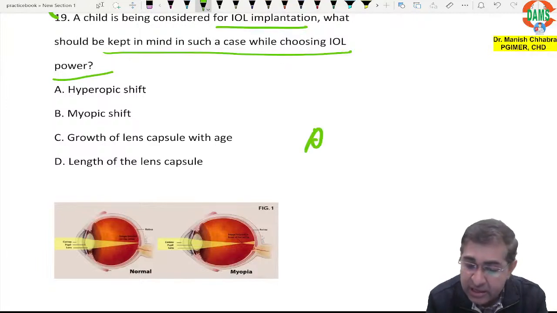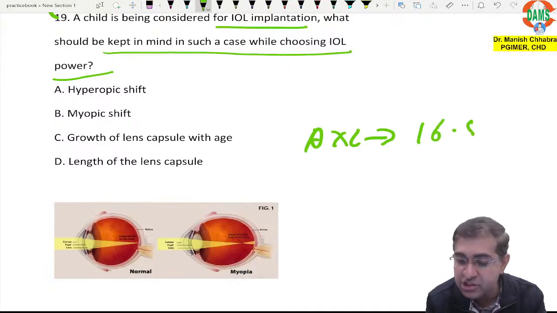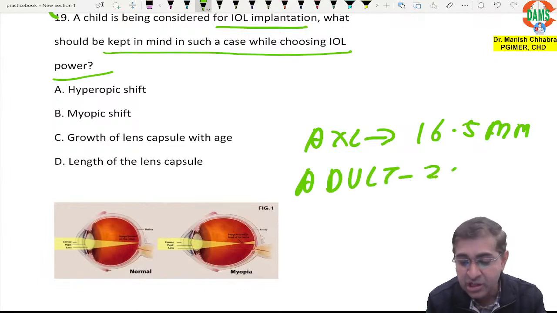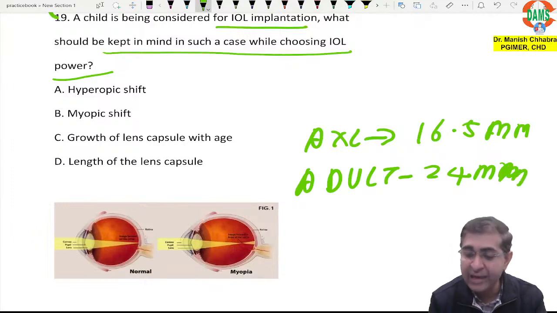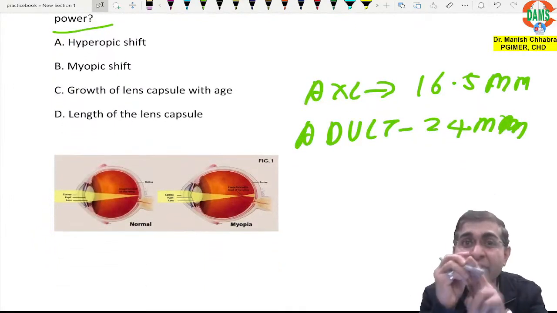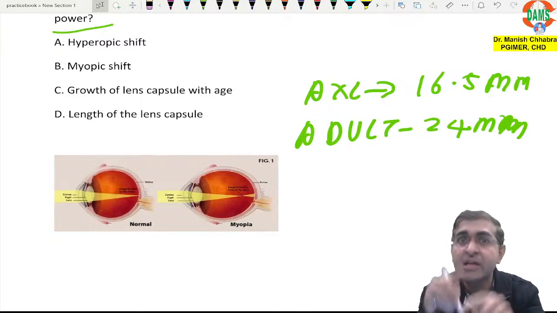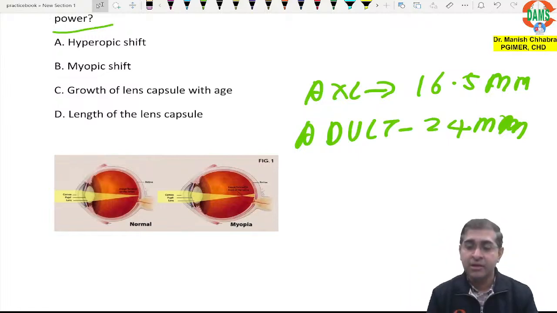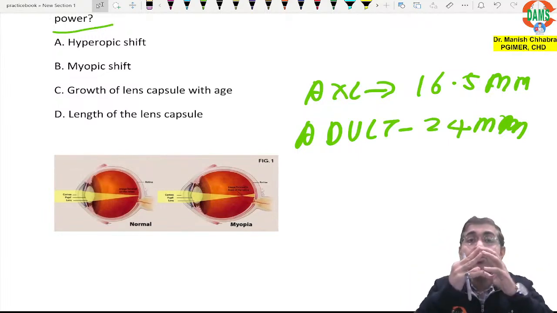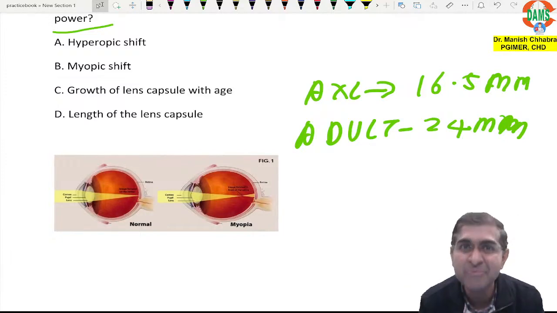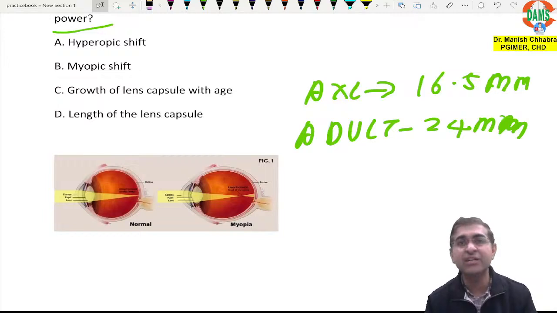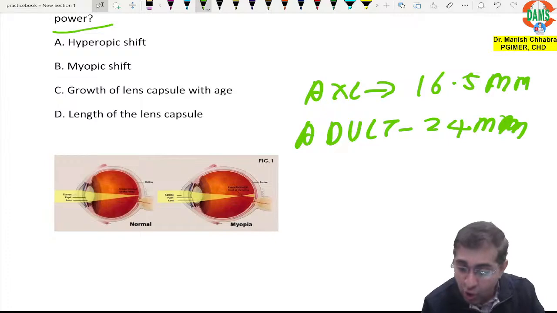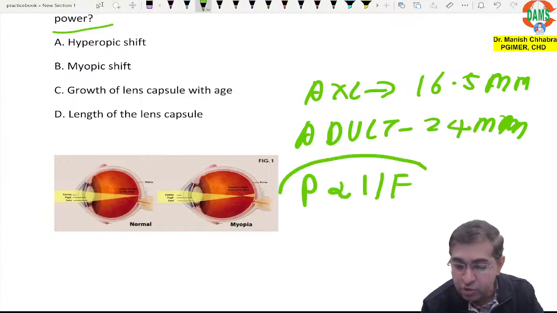Now, the axial length of the eye at birth is 16.5 millimeter, while adult axial length is 24 mm. So, when you calculate the IOL power by measuring the axial length in a child, the IOL power will be relatively high. But when the child grows, the eyeball size will also grow, right? And as a result, if you have used the high IOL power, you also know power is inversely proportional to focal length.